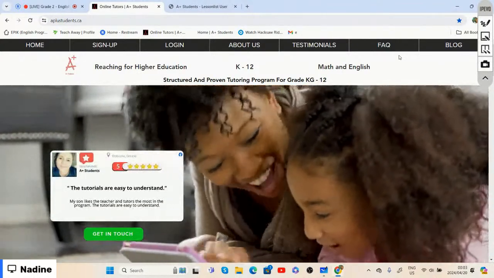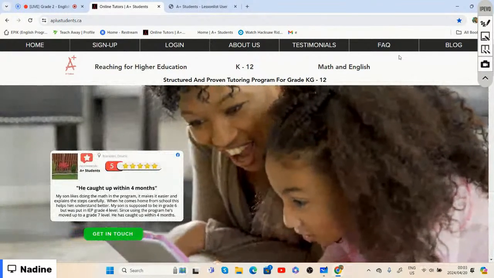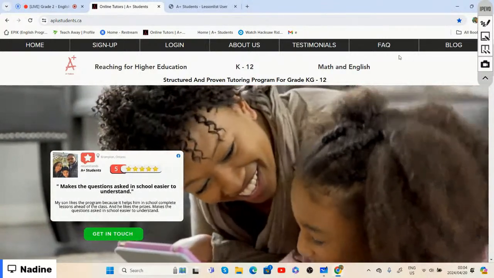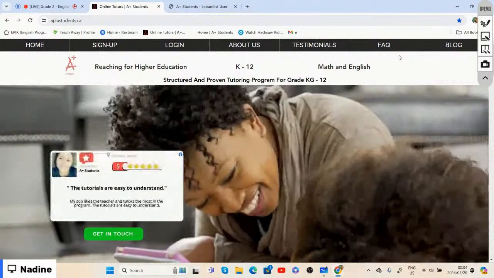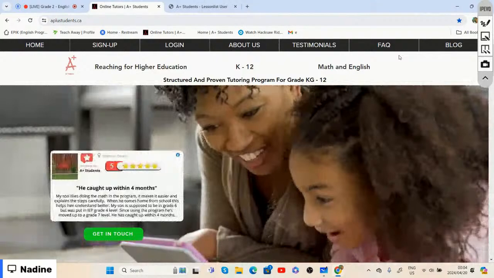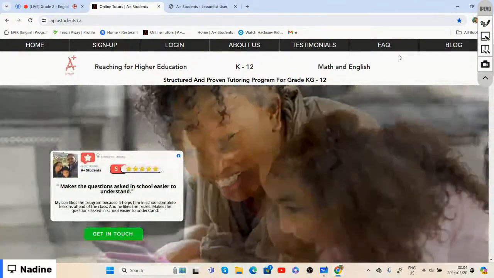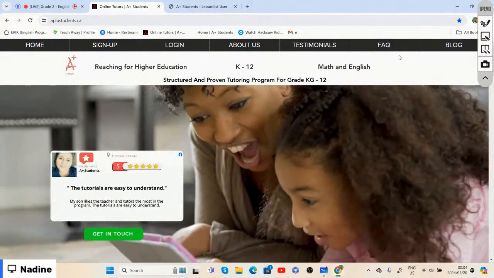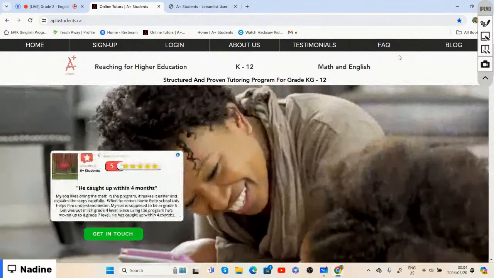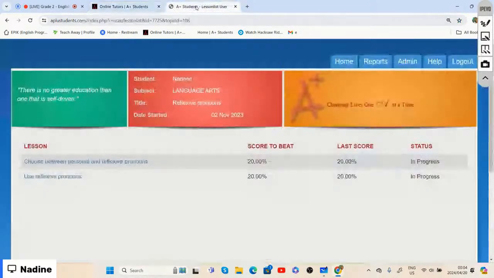Today we'll be doing our grade 2 English lesson on reflexive pronouns. Before we start, we're going to log on to aplusstudents.ca. Once you've logged on with your username as well as your password, select the subject of language arts, grade 2, and then scroll down until we get to the chapter on reflexive pronouns.